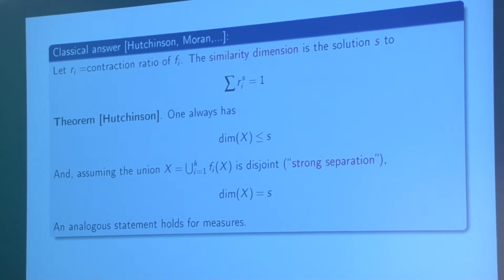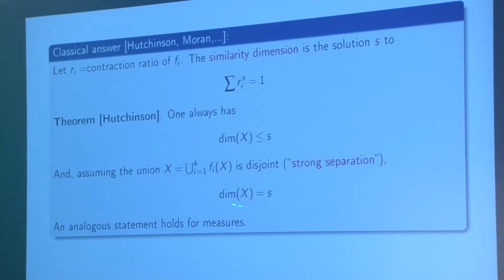So there is a candidate for the dimension of the attracting set, which is called the similarity dimension. If we denote the contraction ratios by r_i, then the similarity dimension is the solution s to the equation sum of r_i to the power s equals 1. And Hutchinson proved that the dimension of X is always bounded above by s. And if you make the additional assumption that the images of X are disjoint, this is called strong separation, then the dimension is equal to s. You can relax this slightly to something called the open set condition, but I don't want to discuss it.